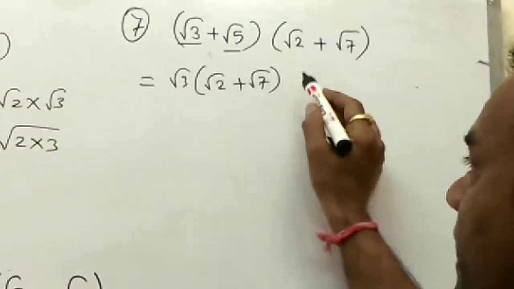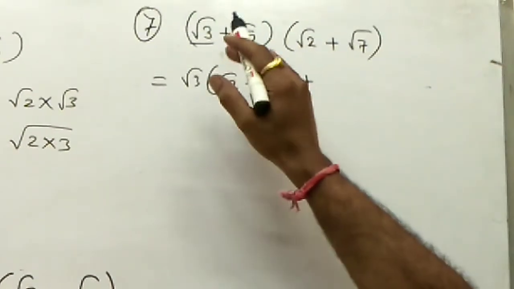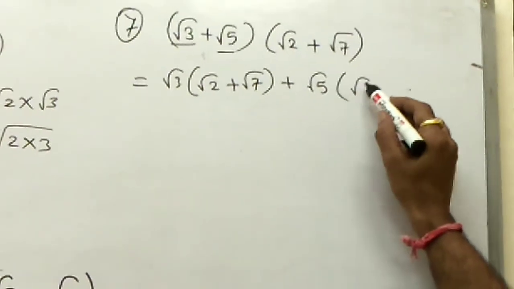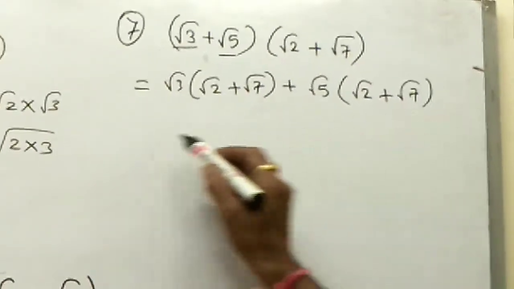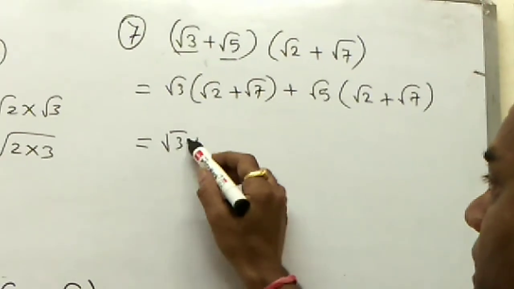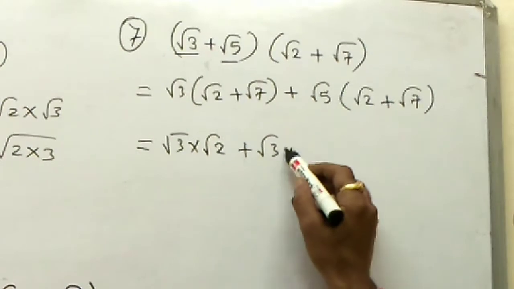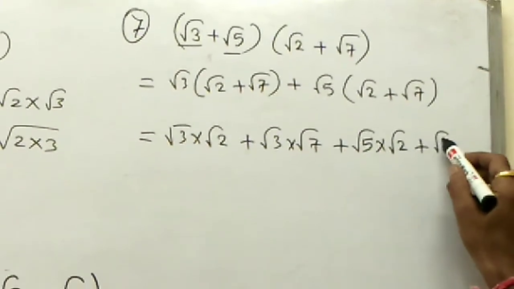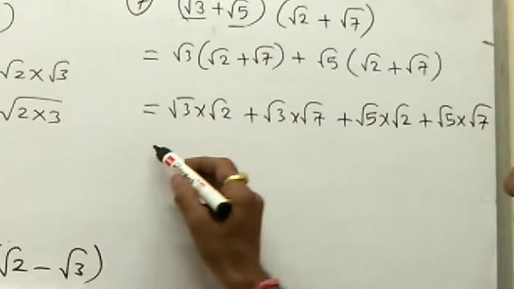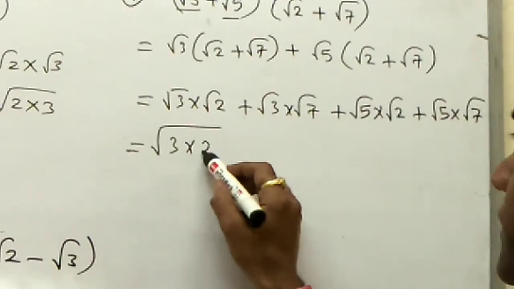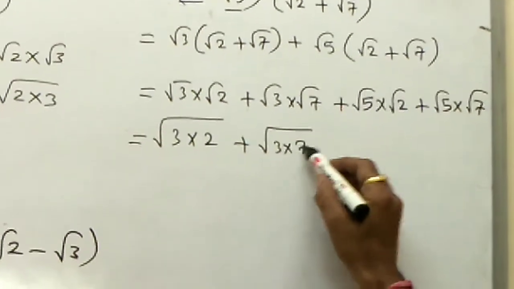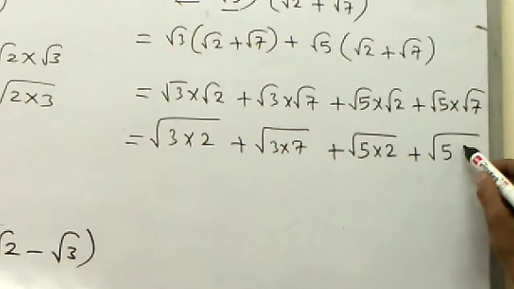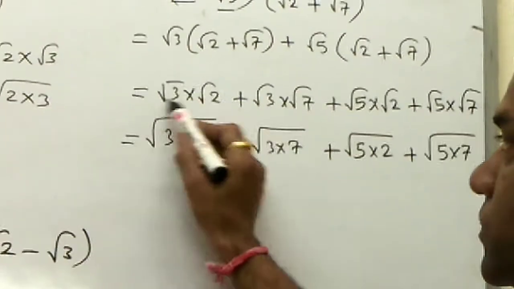Now we consider root 5, because the first bracket has two terms, so you write these terms down separately with the second bracket, and root 5 you put again as it is, root 2 plus root 7. So you write down here root 3 into root 2 plus root 3 into root 7. Similarly root 5 into root 2 and root 5 into root 7. So here we multiply 3 into 2, 3 into 7, 5 into 2, and last we have 5 into 7, because they are separately given.